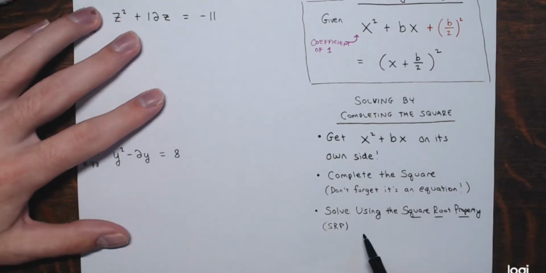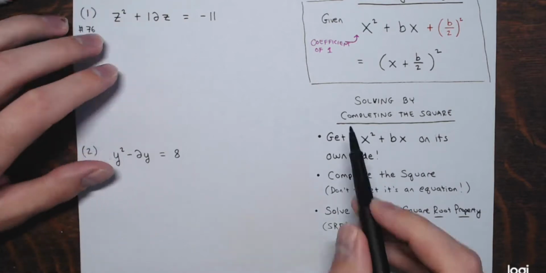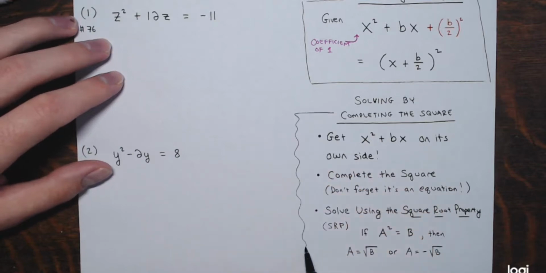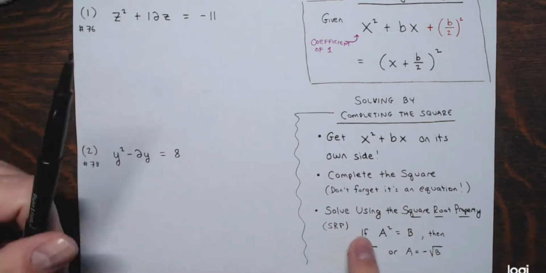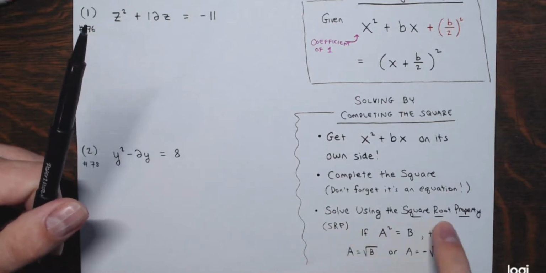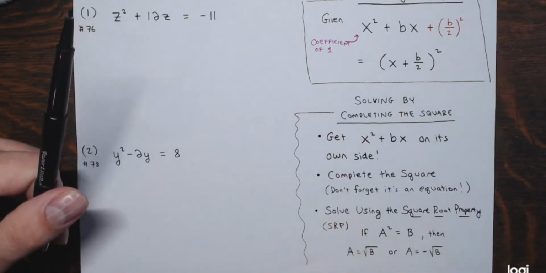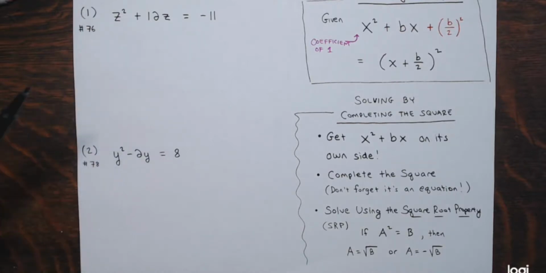Now remember, the square root property, just to refresh your memory, is if something squared equals some number, if a squared equals b, then a is either equal to the positive square root of b, or a is equal to the negative square root of b, or both. So a lot of stuff to remember there. But you have seen a video before this, so hopefully you've been following along with my stuff. You've solved equations using the square root property before.